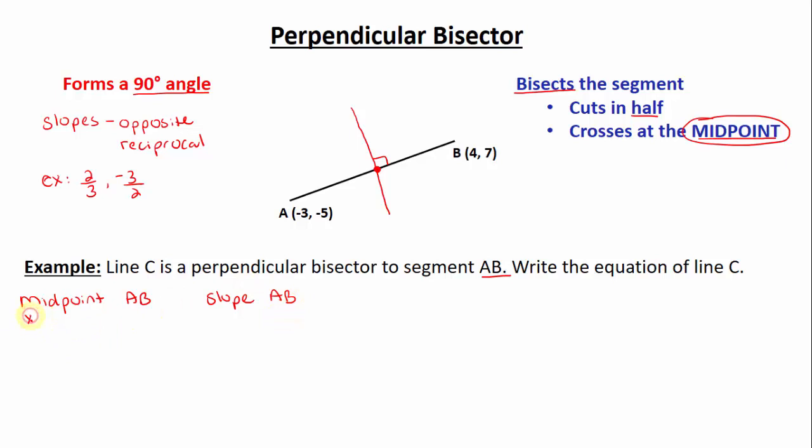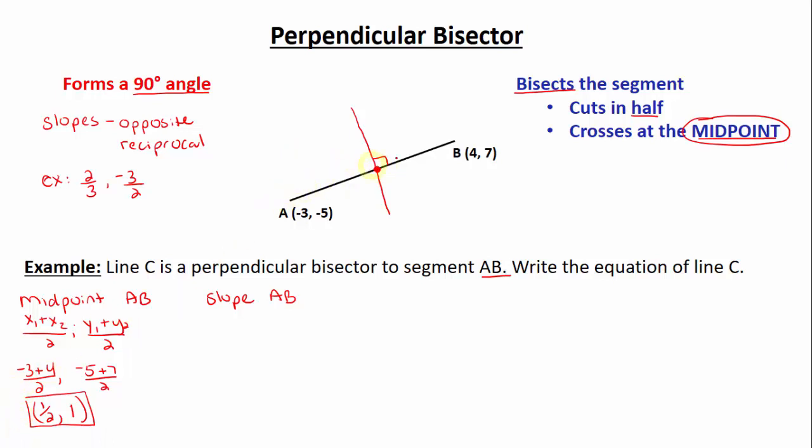The formula for midpoint is x1 plus x2 over 2 and y1 plus y2 over 2. So I can take these 2 points and I'm going to add the two x values given, -3 and 4, and divide by 2. And I'm going to add the two y values given, -5 and 7, and divide by 2. This will give us the midpoint of segment AB. So -3 plus 4 is 1, divided by 2 is 1/2. -5 plus 7 is 2, divided by 2 is 1. This is the midpoint, and this is the point we are going to use to write the equation of the line.